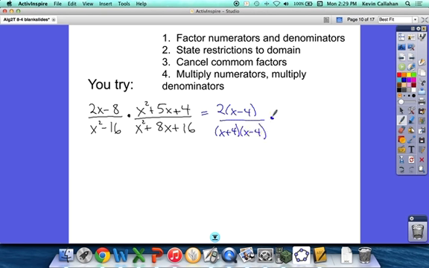Times. Okay, x squared plus 5x plus 4, x plus 4, x plus 1, and x squared plus 8x plus 16, x plus 4. In fact, you could write that like x plus 4 squared, but sometimes for canceling purposes, it's better to have it written out like that.